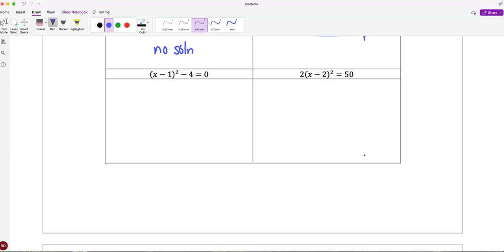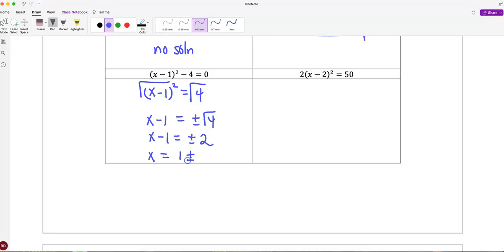Here, get the square term all by itself. x minus 1 squared equals 4. Now, to take the square root of both sides, you're going to get x minus 1 equals plus or minus the square root of 4. That means that x minus 1 equals plus or minus 2. Then I'm going to add 1 to both sides. x equals 1 plus or minus 2. Now we don't leave this answer like this. What is 1 plus 2? That is 3. 1 minus 2 is negative 1.